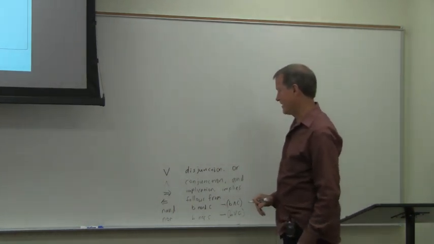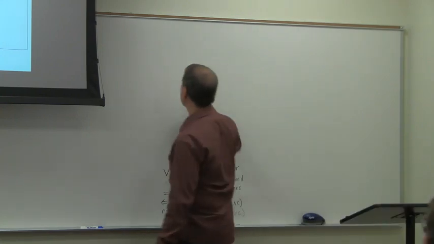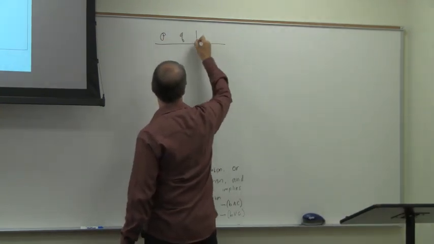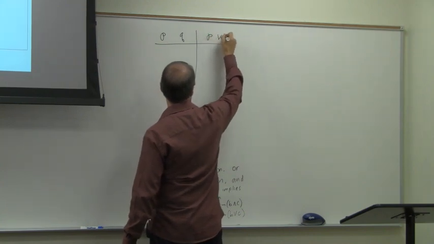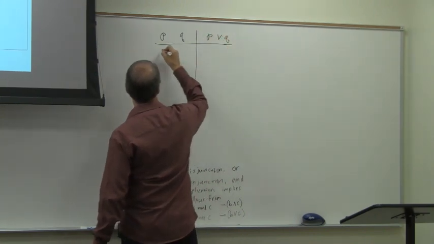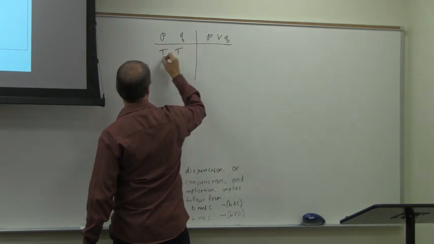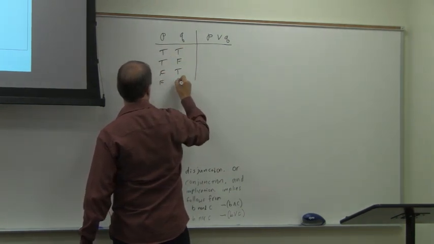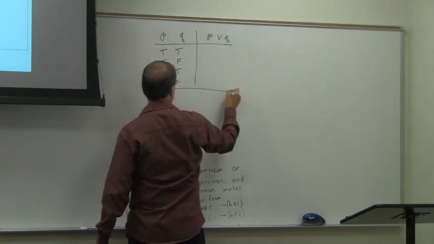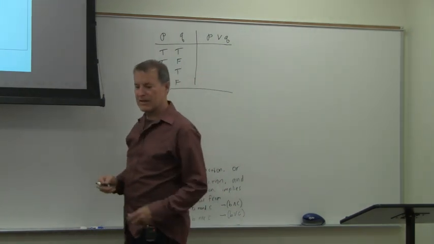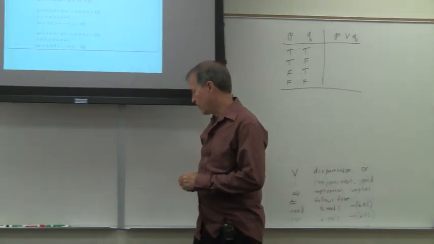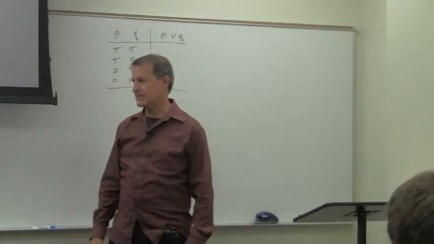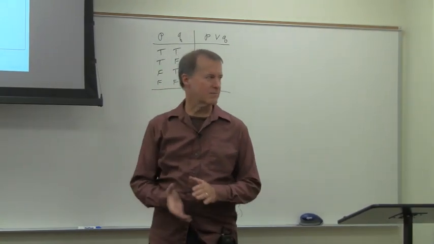Okay. So now let's do OR. So here's P, here's Q, P or Q. So true, true, true, false, false, true, false, false. Now comes, I want to convince you why what we're going to put down is the case. Let me think.